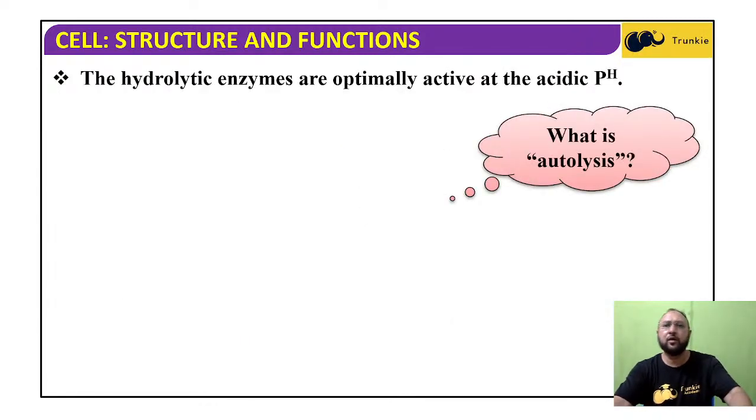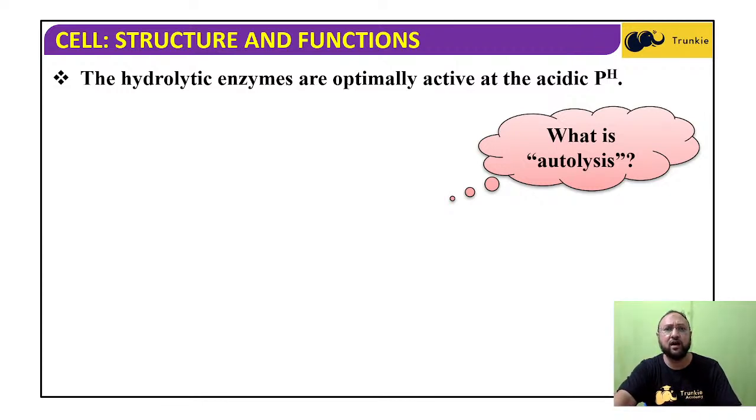The hydrolytic enzymes are optimally active at acidic pH. Optimally means they are at their full capacity, fully capable at the acidic pH. At alkaline pH they may also be active to some extent, but they are best active at acidic pH.